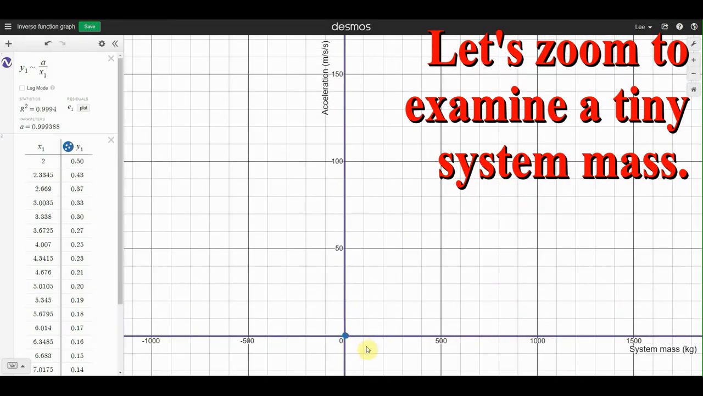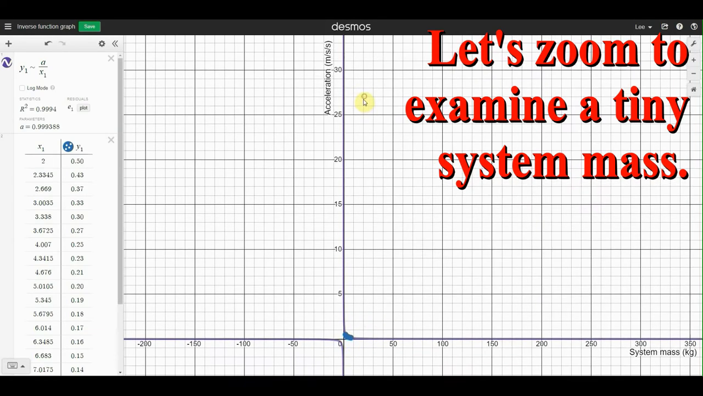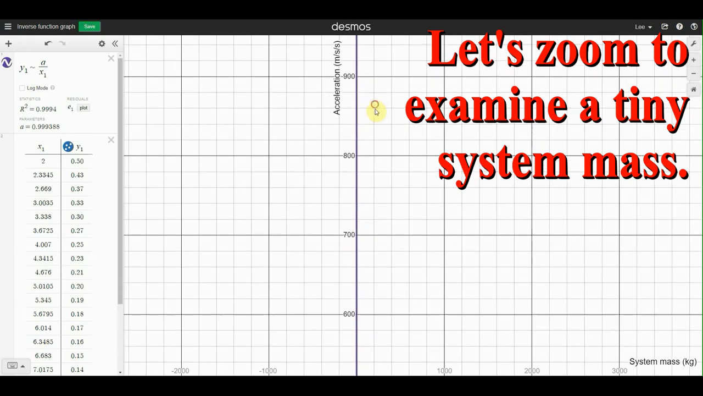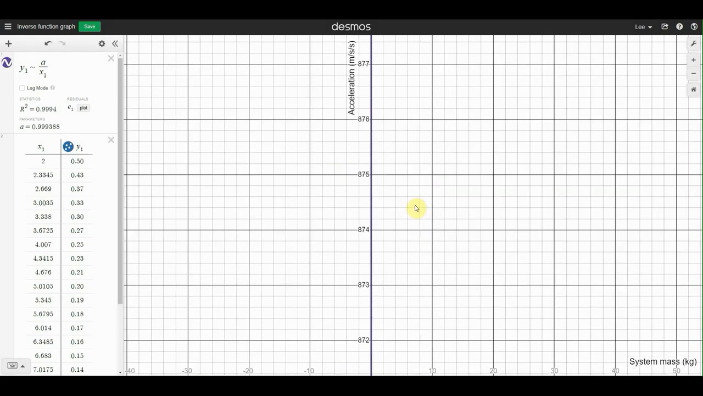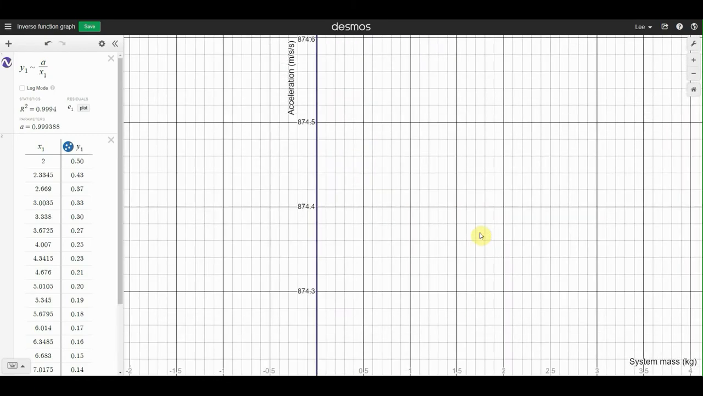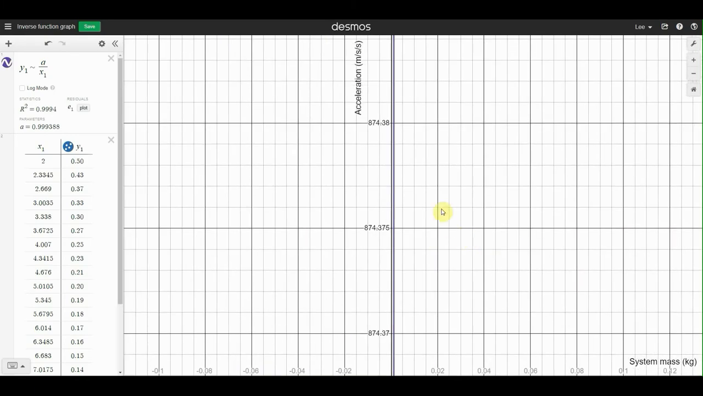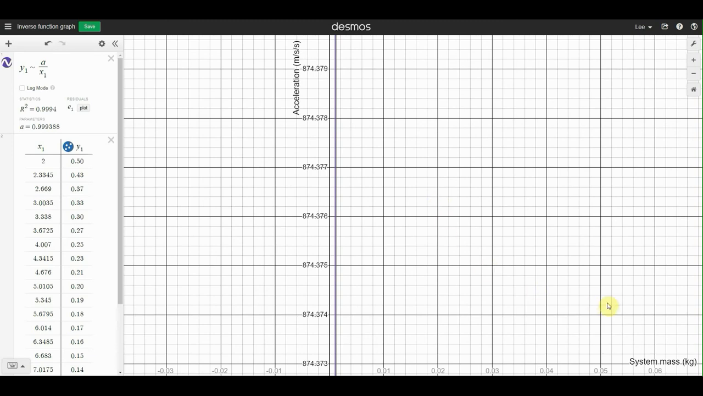So here's our system mass of a very small number. And is it actually reaching zero? We notice that the system mass is still not quite zero, and we have a really huge acceleration.